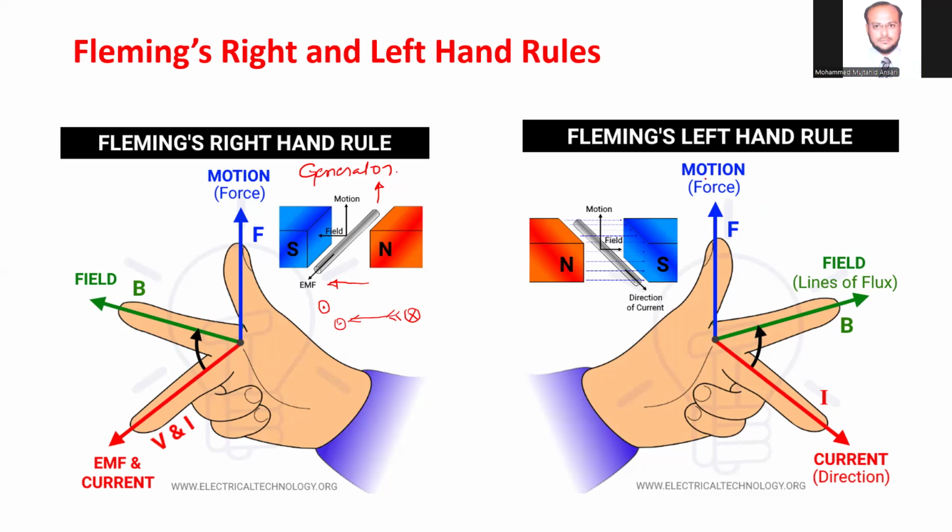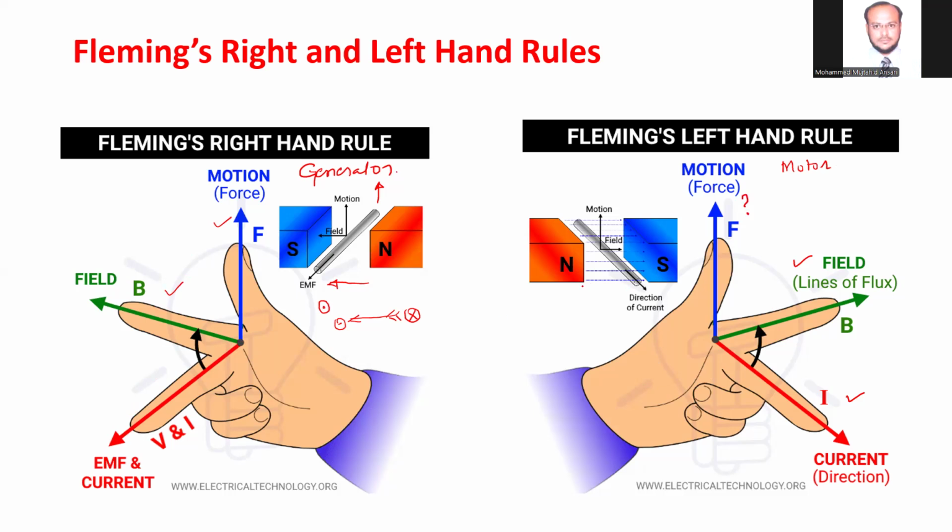Whereas Fleming's left hand rule is used for the motor. It is used to find out the direction of rotation. Now here the given quantities are current and magnetic flux, isn't it? Earlier the given quantities were force and magnetic flux, and the unknown quantity was the direction of EMF induced. And here the force is the unknown quantity.